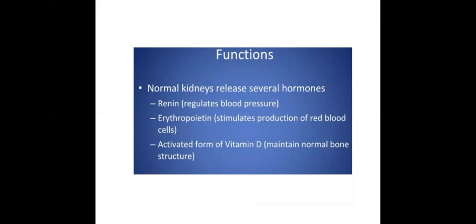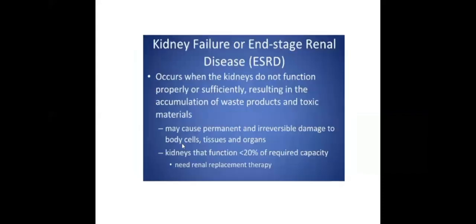Long bones have lots of bone marrow, so it will stimulate the bone marrow to synthesize and produce more and more RBCs. Then the kidneys also secrete renin, and renin regulates the blood pressure by the renin angiotensin aldosterone system. The activated form of vitamin D maintains the normal bone structure. So these are the basic functions of the kidneys.